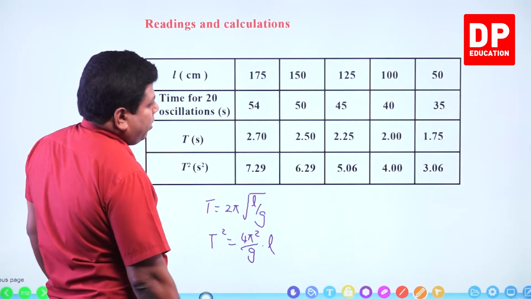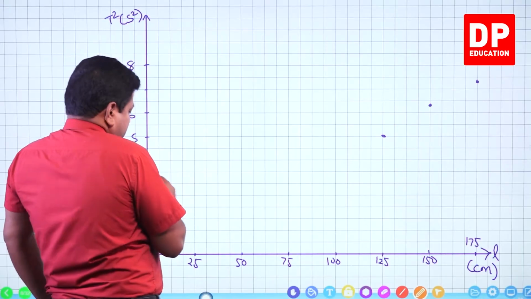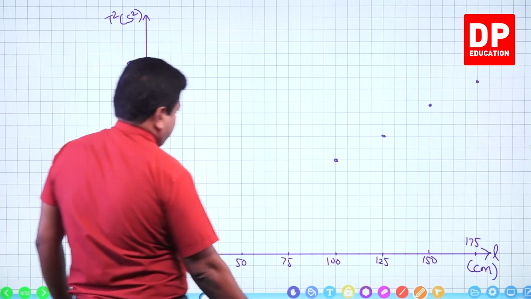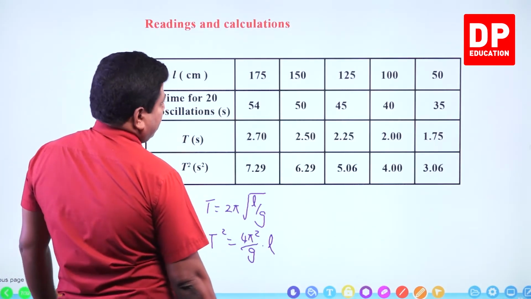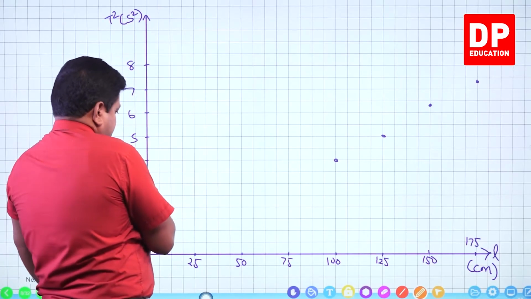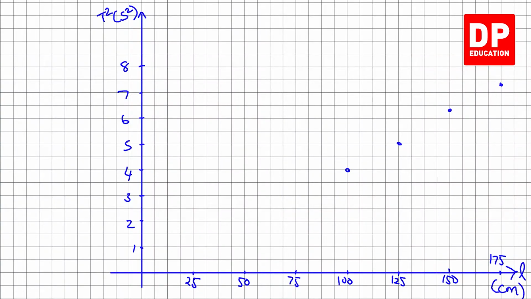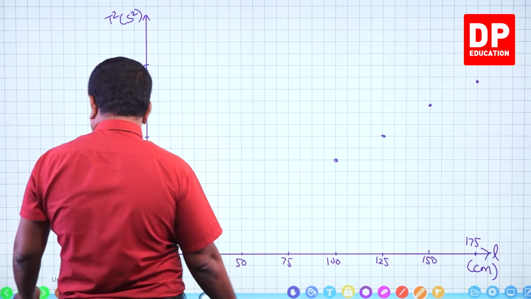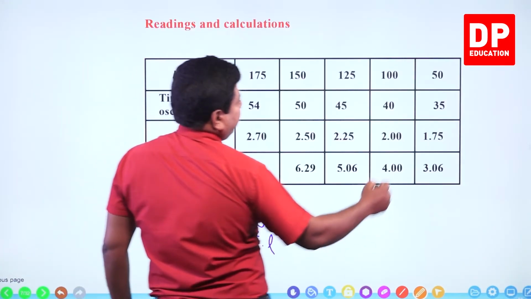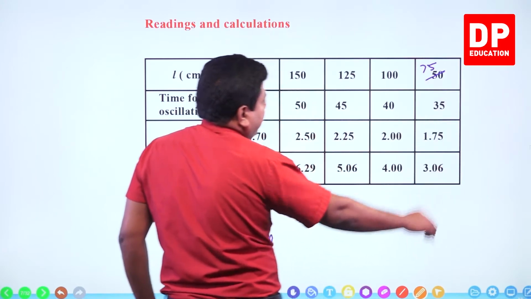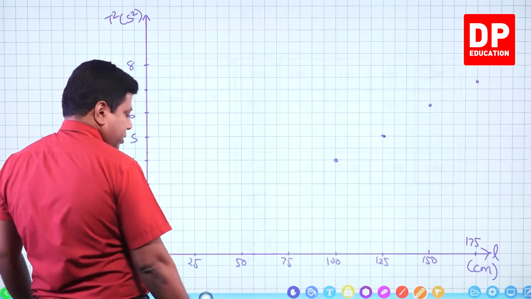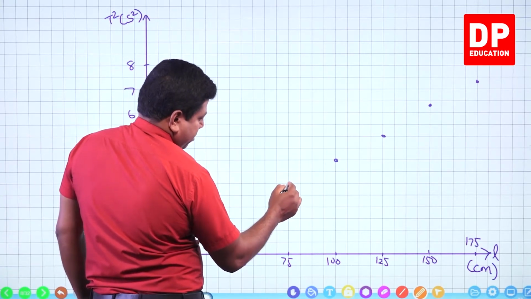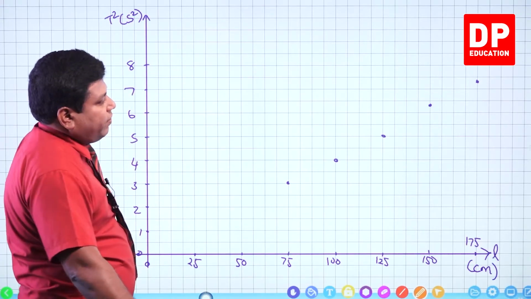Next, 100 and 4. Then 50 and 3.06. Oh, this was 75, not 50, right? 75 and 3.06, here. That's it. Those are the values we have got.